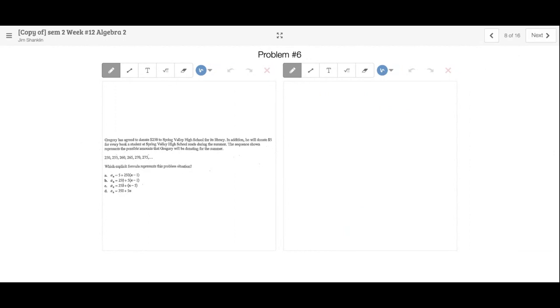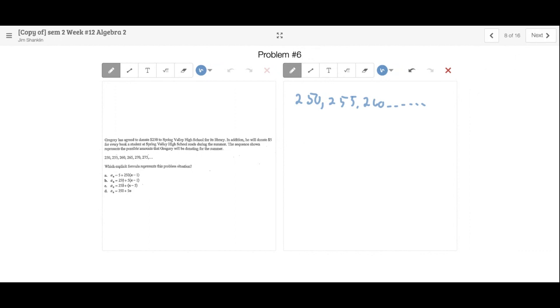It says Gregory has agreed to donate $250 to Spring Valley High School for its library. In addition, he will donate $5 for every book a student at Spring Valley High School reads during the summer. The sequence shown represents the possible amounts that Gregory will be donating for the summer. So obviously, if nobody reads anything, he'd donate $250. If one book is read, $255. Two books are read, $260, and so on. Which explicit formula represents this problem situation?